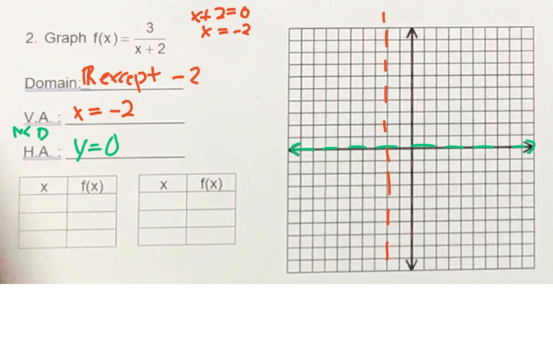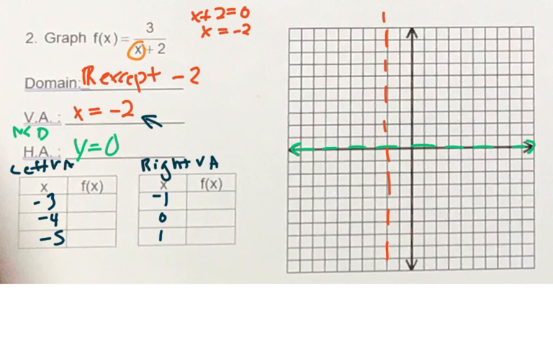To get my table, I'm going to pick numbers to the left of my vertical asymptote. So to the left of negative 2 would be negative 3, negative 4, and negative 5. Then I'm going to pick numbers to the right of our vertical asymptote. So that would be negative 1, 0, and 1. And then you're going to plug these values in for x. Here we only have an x on the denominator, so it's going to be 3 divided by each time. So this will be 3 divided by negative 3 plus 2. Negative 3 plus 2 is negative 1, so 3 divided by negative 1 is negative 3.